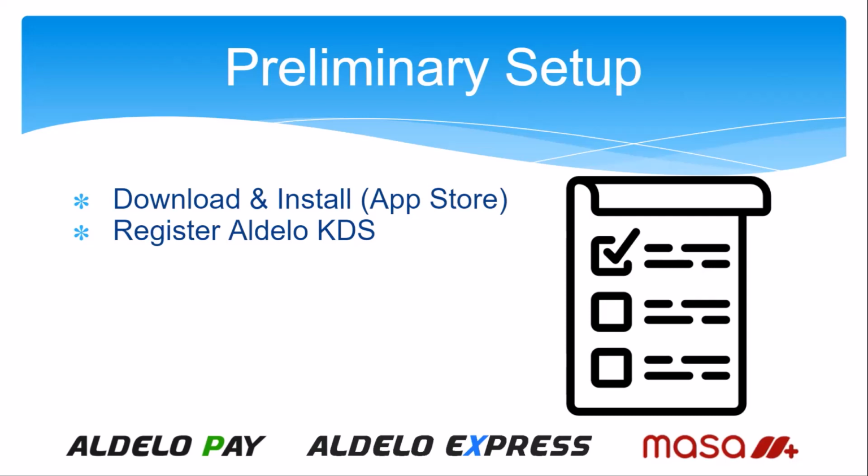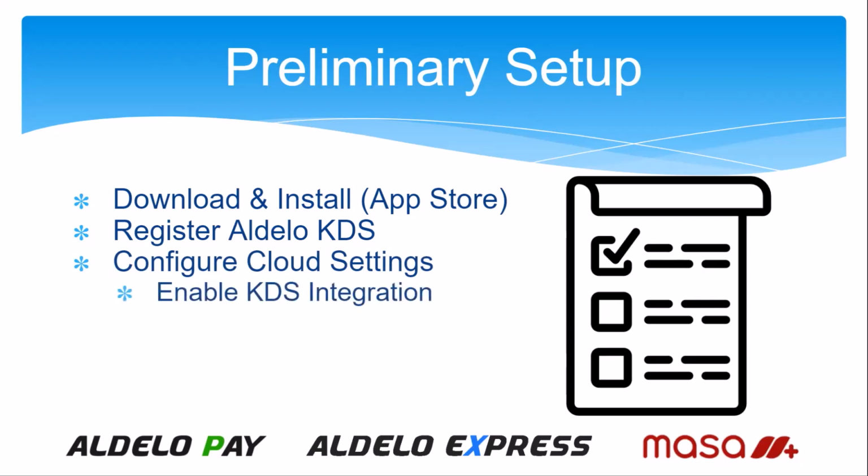The next step is to configure the settings on the cloud. These settings do not have to be performed in a specific order, but these first two steps are required. That first step being enabling KDS integration for the device or devices that will be sending orders to the Aldelo KDS. In the device configuration on the cloud, the KDS integration is not enabled by default. This will need to be enabled in order for the Aldelo Express device to view the kitchen display button in the hardware setup screen.